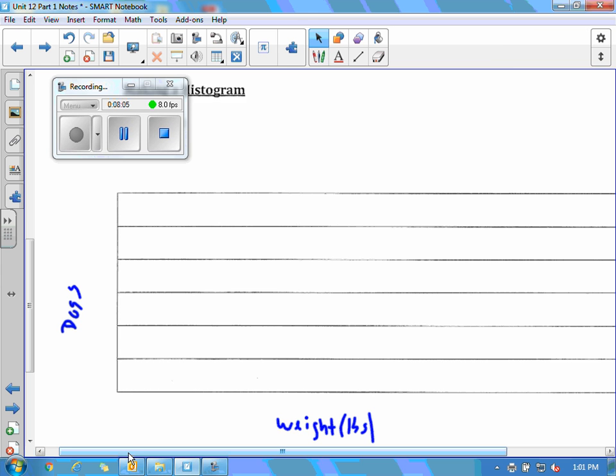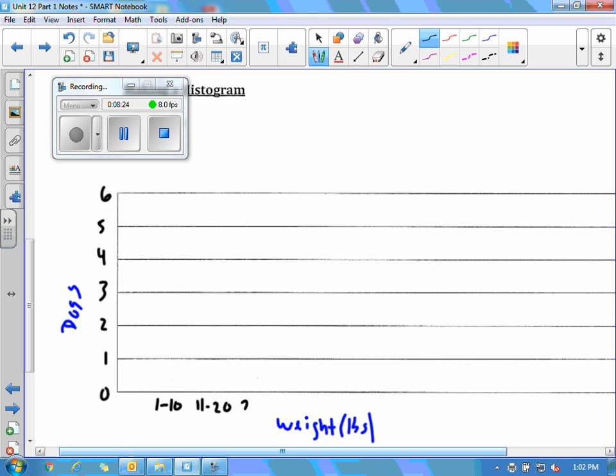So my different intervals will go along the bottom, okay? And then up and down will be the number of dogs. So I'm going to put 0, 1, 2, 3, 4, 5, 6 here. And then I need my intervals along the bottom. So we have one from 1 to 10. We have 11 to 20, 21 to 30, 31 to 40, 41 to 50, 51 to 60. So I have all my intervals there. Okay, then I can go ahead and build my histogram.